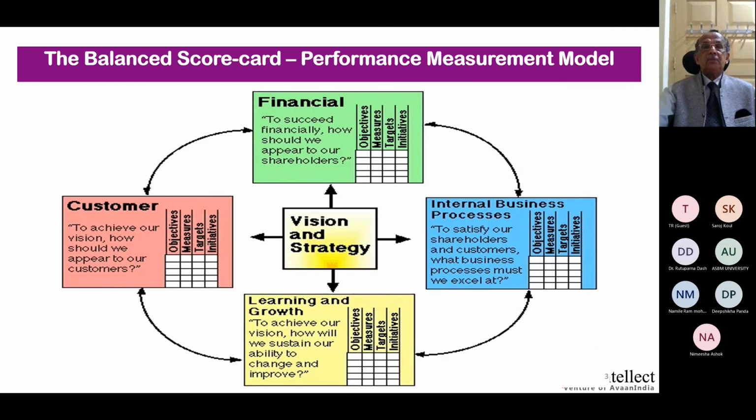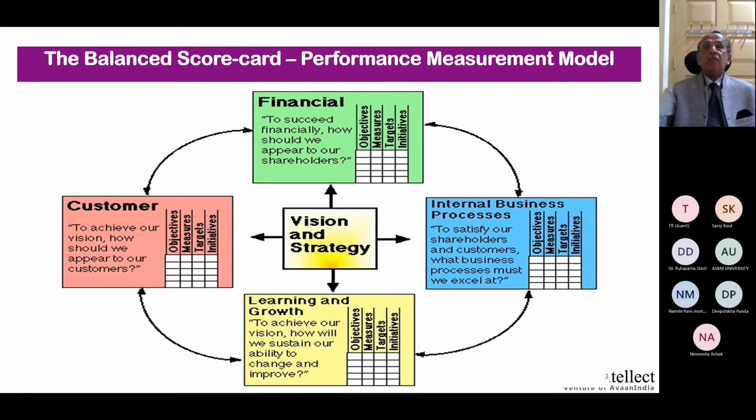Right. So this is what is balance scorecard. It's also called the performance measurement model. The generic balance scorecard has got 4 perspectives. One is the financial. The second one is called the internal business process. Then comes the customer, and then the learning and growth. Based on these 4, the vision and strategy of an organization is decided upon.